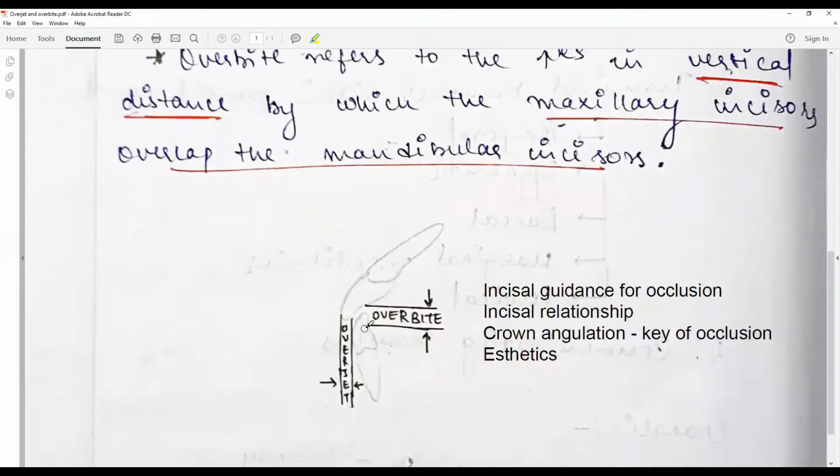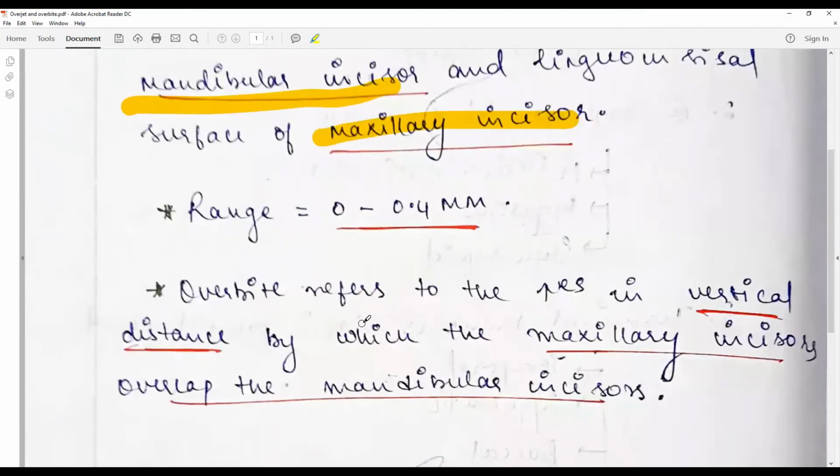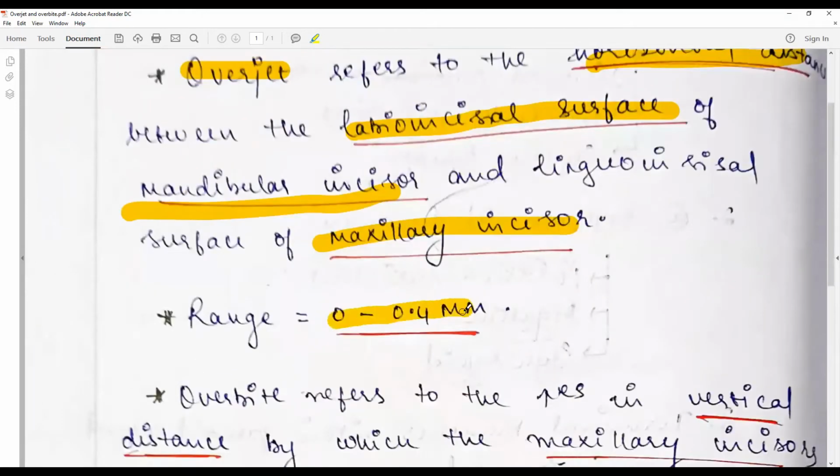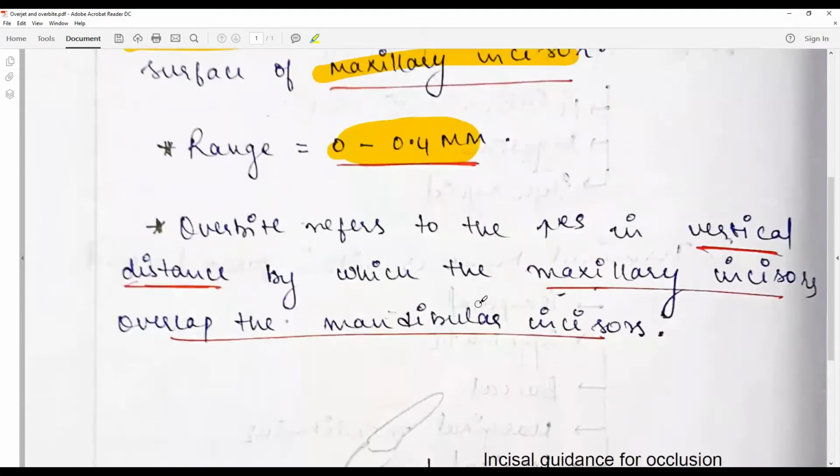The overjet refers to the difference between the labio-incisal surface of the mandibular teeth and the palatal surface of the maxillary teeth. This difference is the overjet. That is about 0.4 mm in normal set of occlusion.